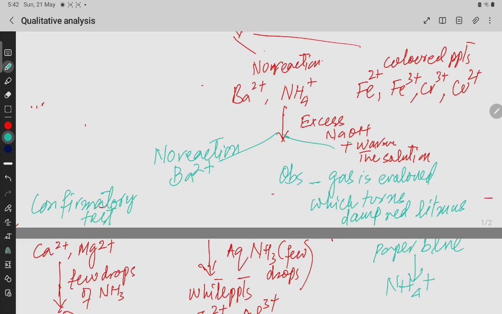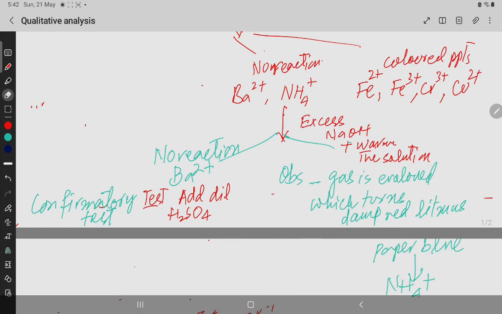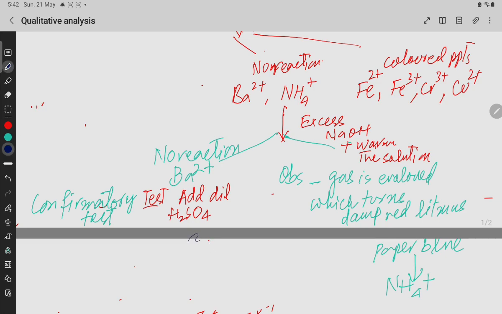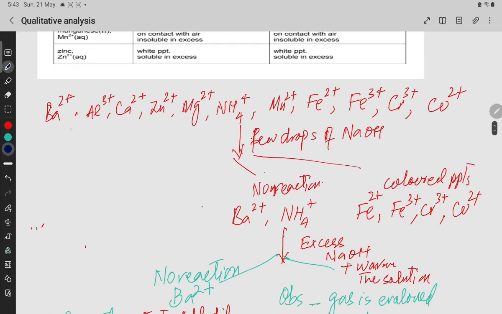Or if you want to confirm that the solution contains barium ion, then add dilute sulfuric acid to the given solution. If white precipitates are formed, it confirms barium ion. So in this way you can identify the solution which forms white precipitate and the solution which has no reaction.